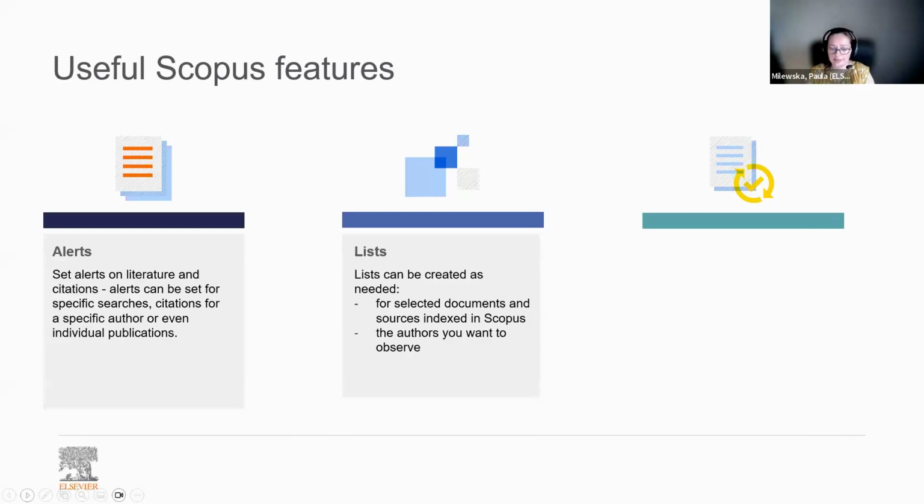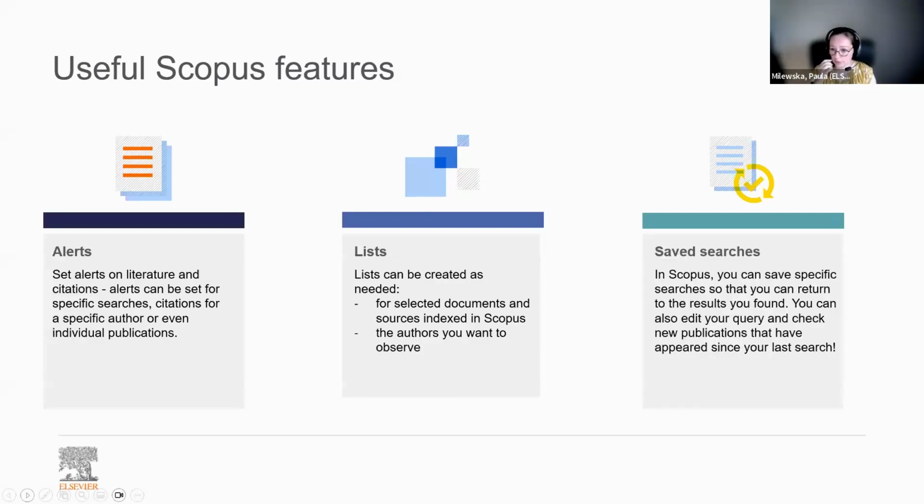You can also create lists of documents and sources. It can be, for example, lists containing all journals connected with your discipline, or the top 10% of journals within one subject area. It's always up to you. You can also create lists of authors, and we can see that people are using this feature, for example, to maintain a group of people working with one institute or one faculty, and so on. So this is also something you can do.